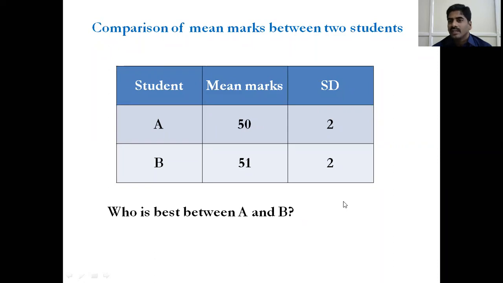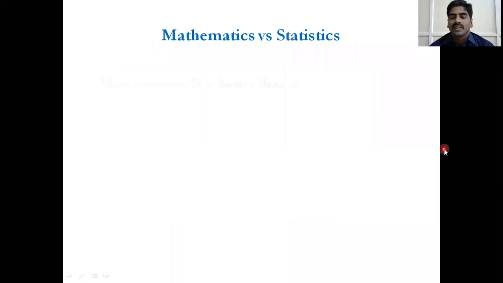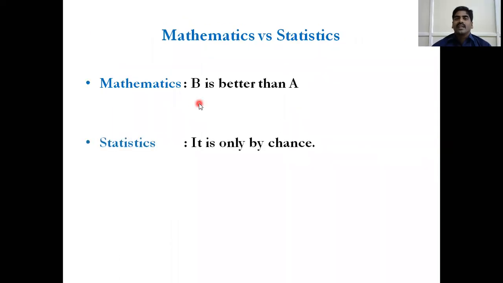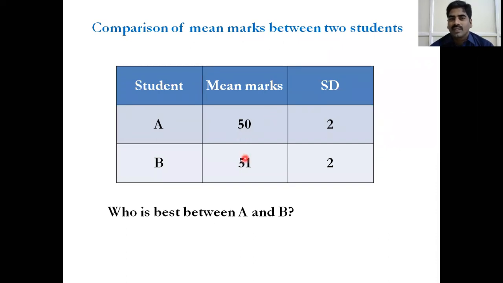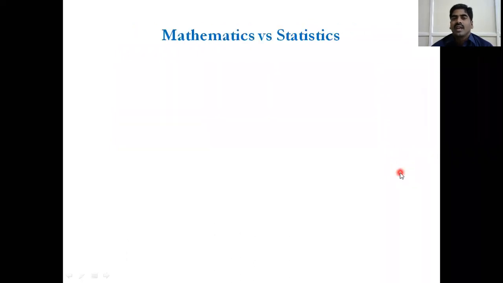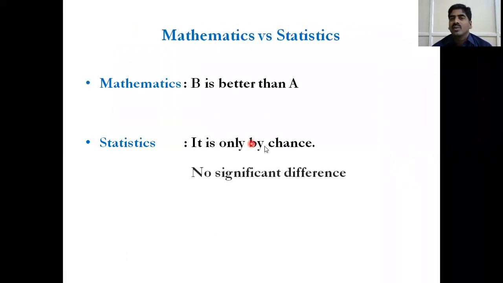I opened the chart. So many responses. B is better than A. Okay, I close the chart. See here, mathematics says that B is better than A, but in statistics it is only by chance. The difference is only 1. The difference between 50 and 51 is only 1 here. So, the mean difference, and statistics is saying that it is only by chance.